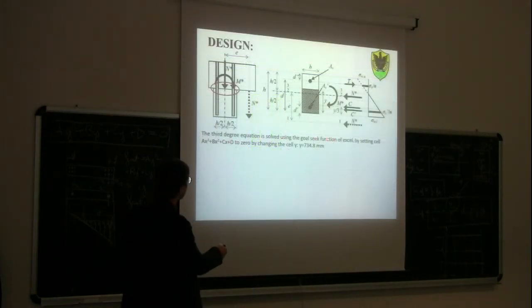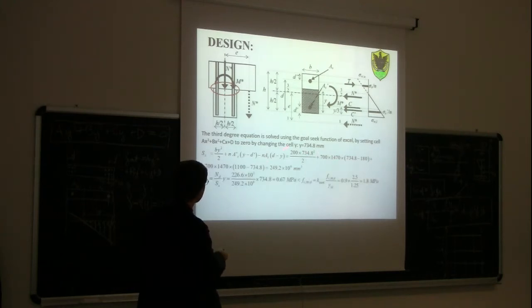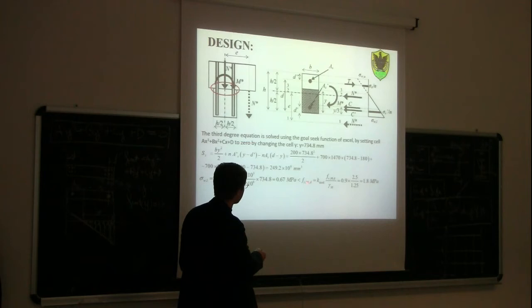The degree equation is solved, and we get this first solution. Y equals 734.8 millimeter. Then we can calculate the first moment of area, and then the maximum stress in the wood, which is 0.67 megapascal. So 0.67 megapascal is less than the design compression strength perpendicular to the grain, which would be 0.9 times 2.5 divided by 1.25, so 1.8 megapascal.